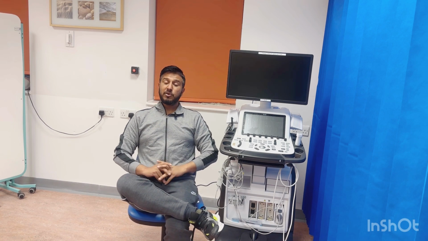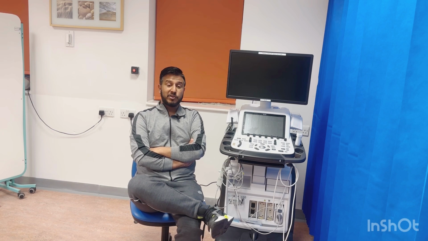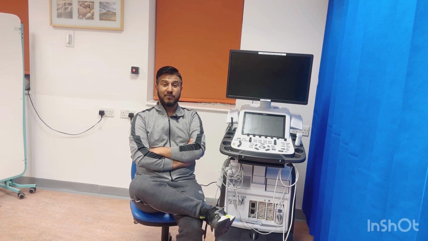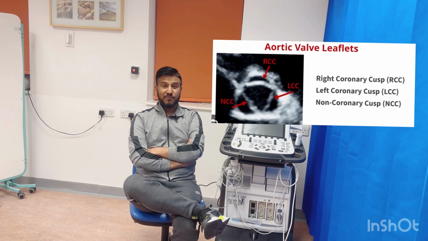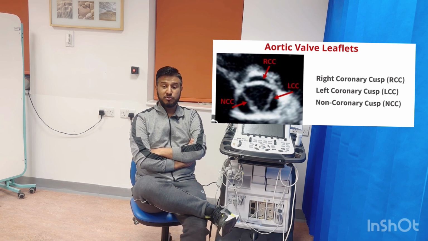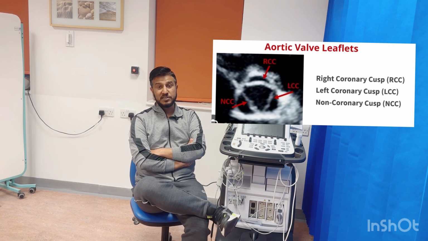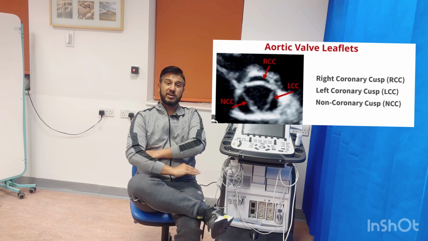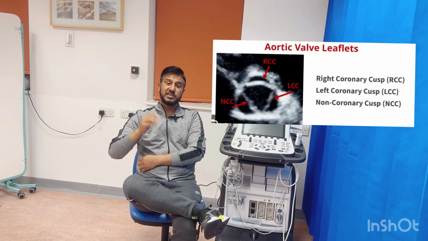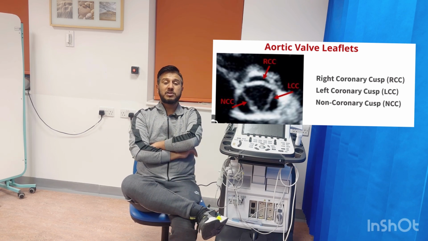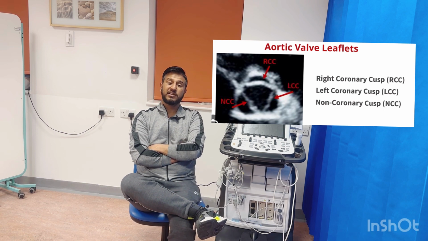So first about the aortic, if we talk about the etiology, the main thing is first we need to know about the aortic valve. Aortic valve consists of three leaflets, okay, right, left, and non-coronary cusp. If we consider the short axis view in transthoracic images, you will see the right coronary cusp just beside the right ventricle. Towards the pulmonary artery you will see the left coronary cusp, and towards the right atrium or towards the left atrium is known as the non-coronary cusp. So these are the three cusps.